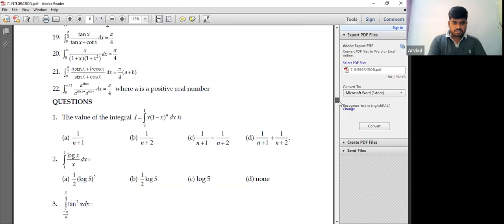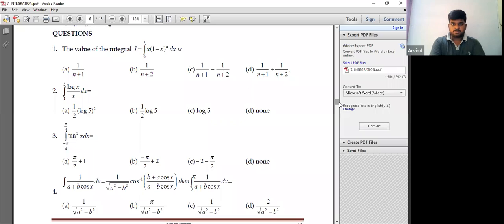So we will start with the first question itself. Quickly, let's start with the first question. So this is also a standard rule, 0 to 1 or 0 to A or A to B, whatever it is. x into (1 minus x) whole to the power n dx. It's a standard rule, but if you don't know that rule, how will you solve this? Try solving this. The value of the integral I is equal to integral from 0 to 1 of x into (1 minus x) whole to the power n dx. There is a direct formula for this, and you can use the formula. But if you don't know the formula, how will you solve it? Without the formula also you can solve this question a bit easily.